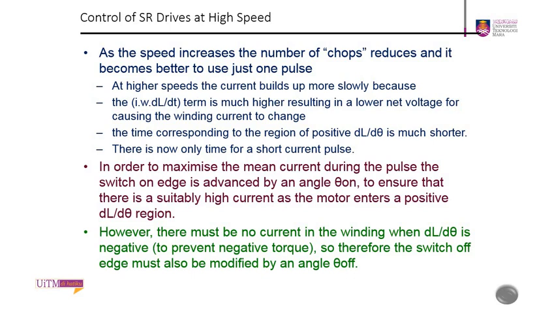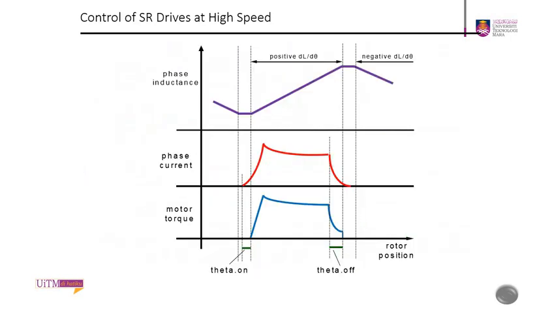In order to maximize the mean current during the pulse, the switch-on edge is advanced by an angle, theta on. It's to ensure that there is a suitably high current as the motor enters a positive region. However, there must be no current in the winding when dL/dθ is negative, to prevent negative torque. Therefore the switch-off edge must also be modified. So you can see here, it's a much smoother operation.